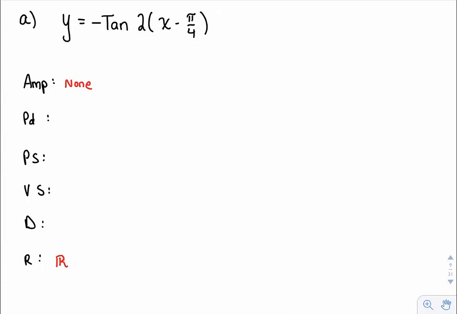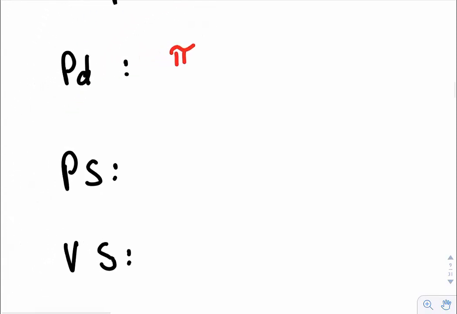So another thing I can do, I'm going through my list here. I got my period. Now in this case, remember your period, there's an equation for period now. The period used to be 2 pi divided by b.